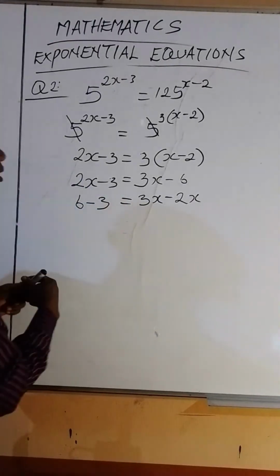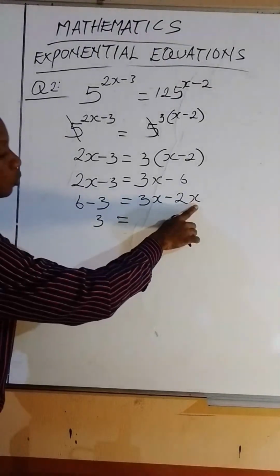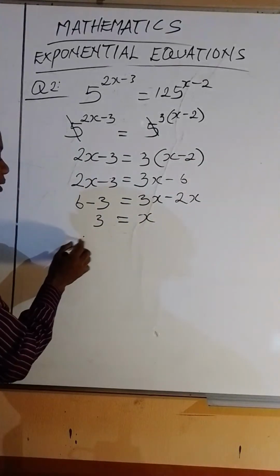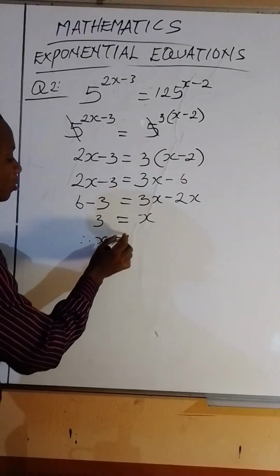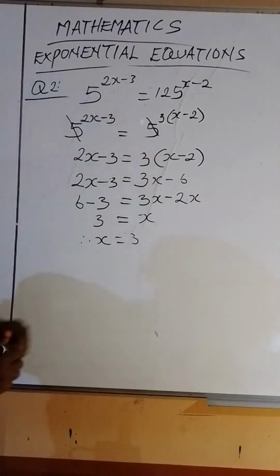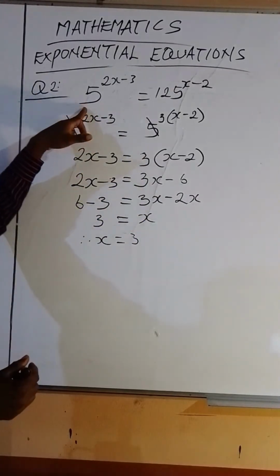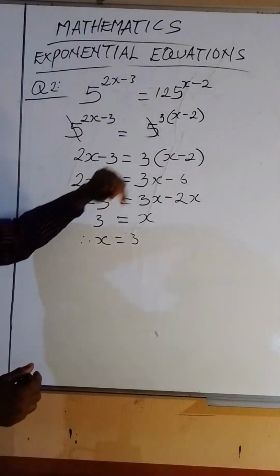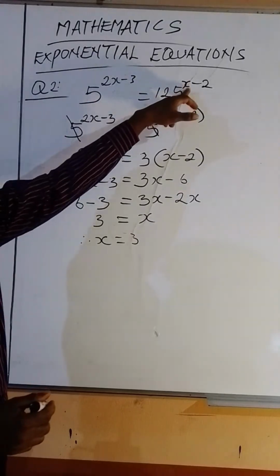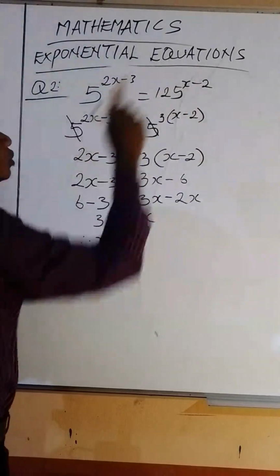So 6 minus 3 is 3. Equals 3x minus 2x is 1x, which is the same as x. So it therefore implies that x equals 3. This is the solution to this particular question, question number 2 for today. So what we are given here is 5 raised to power 2x minus 3, and this is equal to 125 raised to power x minus 2, or to the exponent of x minus 2.